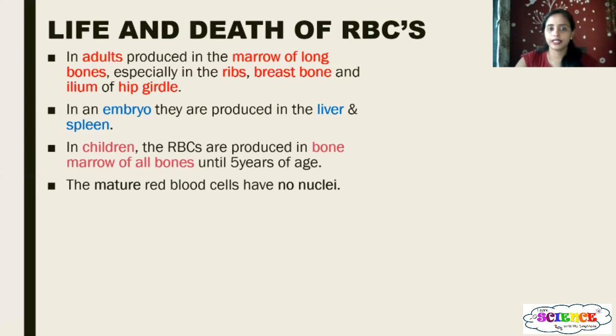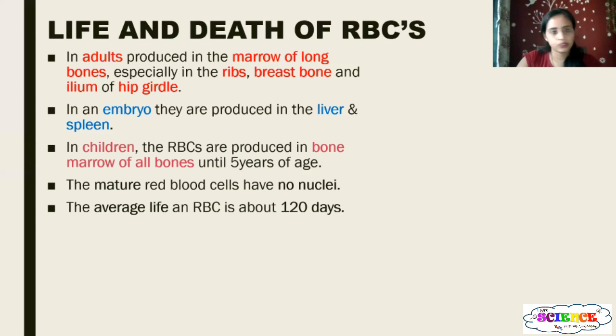The nucleus gets degenerated. Now, why is it so? Why do they lose the nucleus? So as to increase the surface area for transportation of gas. So mature RBCs do not have a nucleus. That means these are dead. Average lifespan, of course, these are already dead.